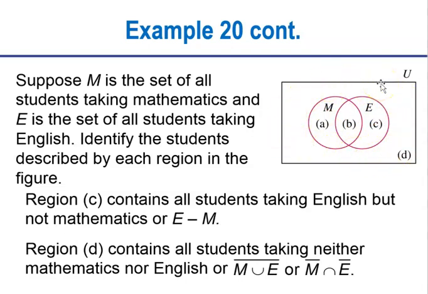Or you could take M complement intersection E complement. In other words, what does outside of M have in common with outside of E? And that will give you anything, again, that's not in a circle.